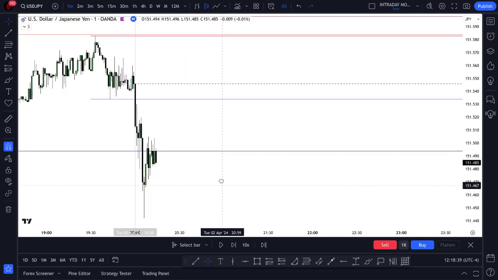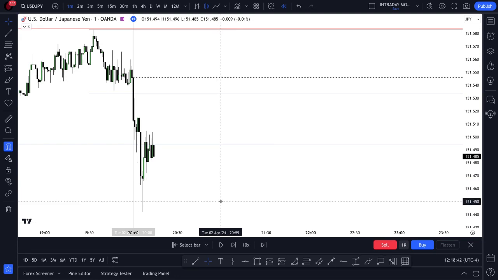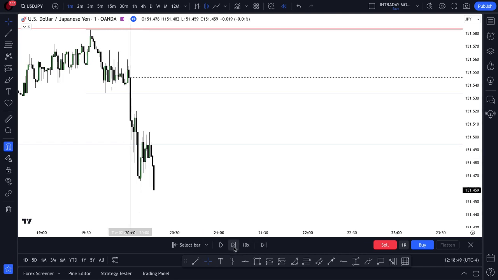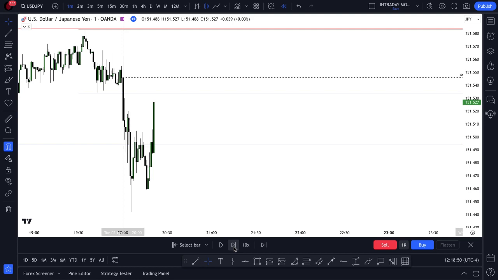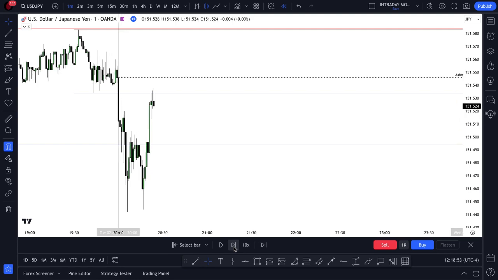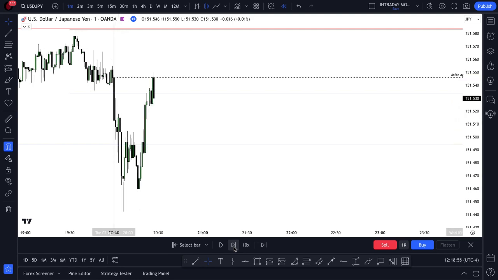The entry technique we're looking for is a fair value gap that runs a swing point or swing high, and the swing high is inside the fair value gap. So let's see if we get that. So let's go forward, play it forward, and we're just stalking. We're watching price. And we keep watching.